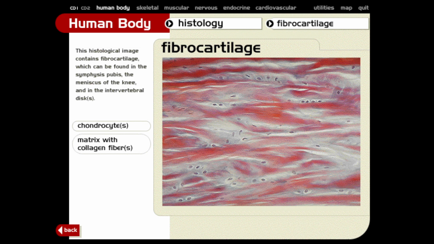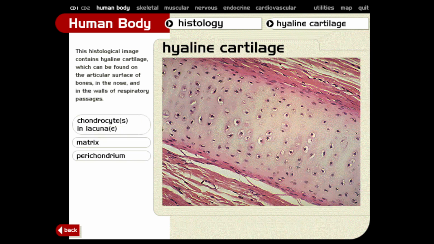This histological image contains fibrocartilage, which can be found in the symphysis pubis, the meniscus of the knee, and in the intervertebral disc. This histological image contains hyaline cartilage, which can be found on the articular surface of bones, in the nose, and in the walls of respiratory passages.